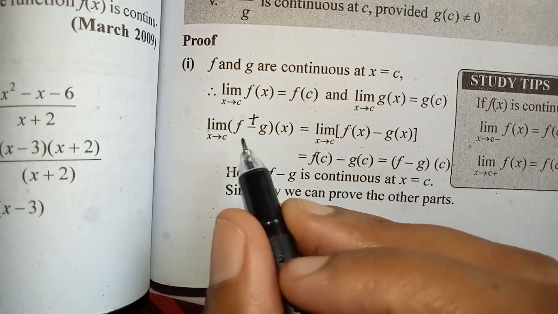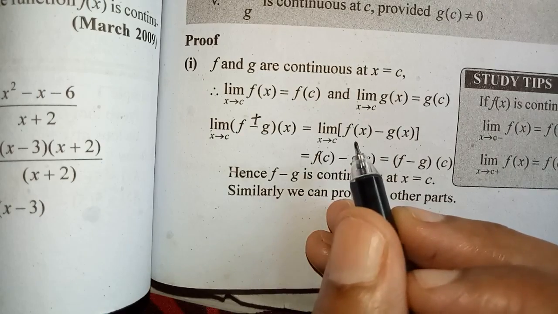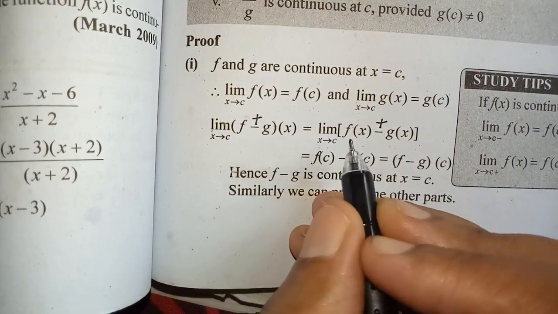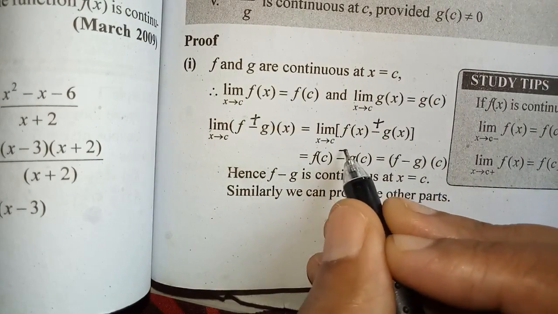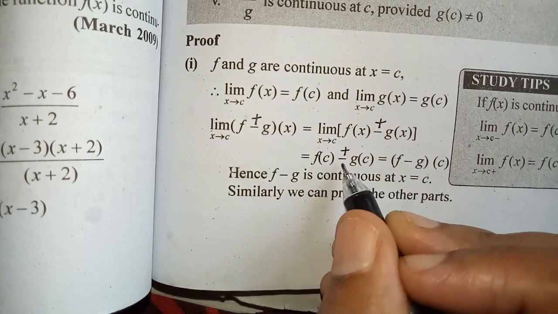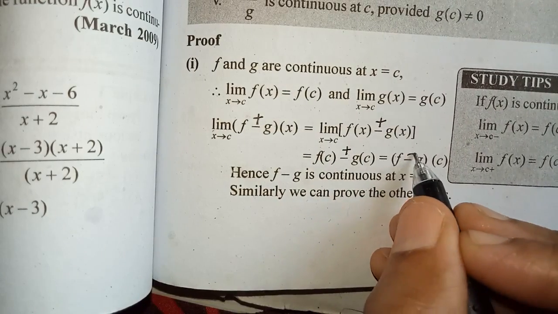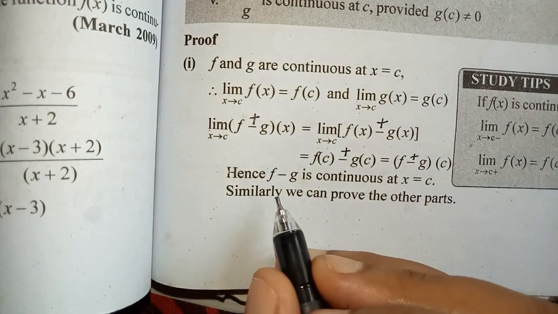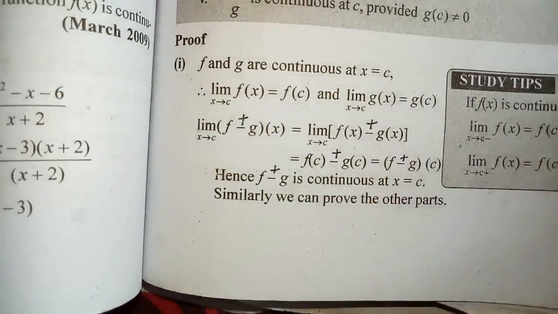Limit as x tends to c, f of x plus or minus g of x will be the same as limit as x tends to c of f of x plus or minus limit as x tends to c of g of x, right? Operating at a single point is the same as operating individually. But these are continuous, so this will be f of c in between plus or minus and g of c. Similarly here, f plus or minus g. So operating individually is the same as operating at the common point. So you can say that f plus or minus g is continuous at c. Is that clear?